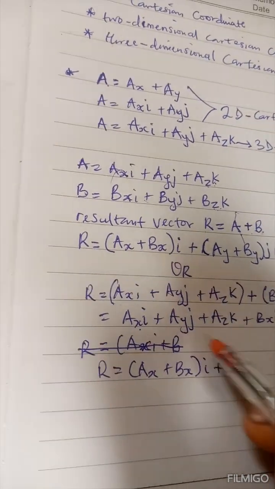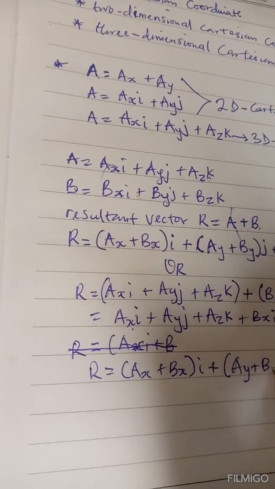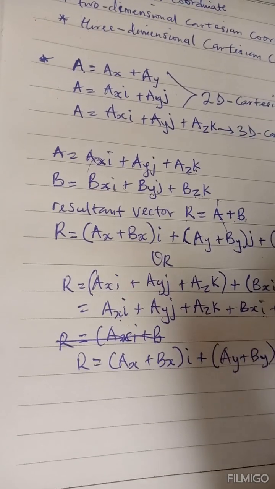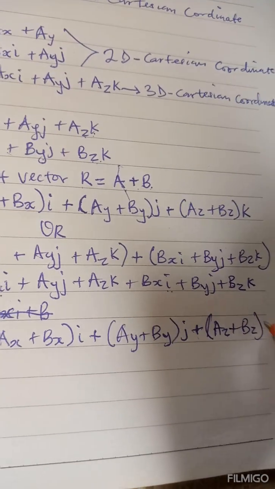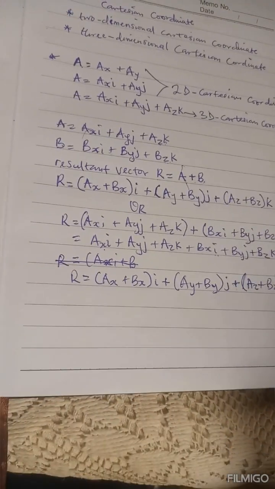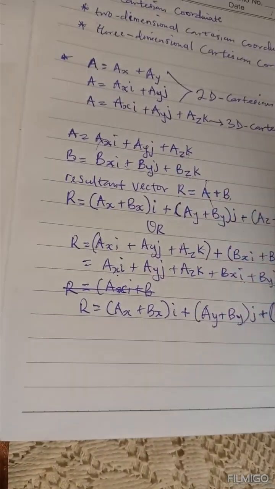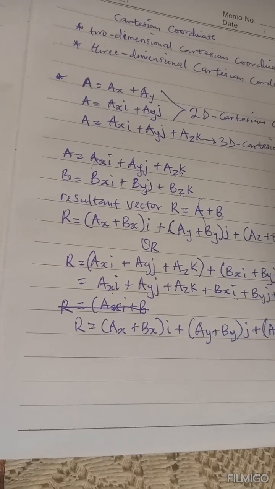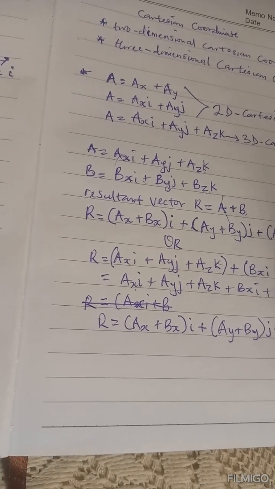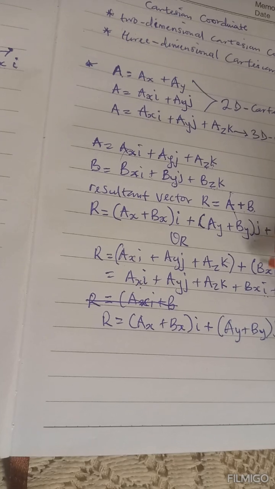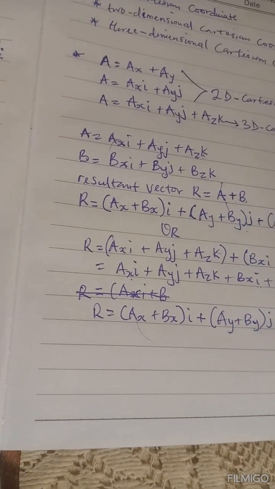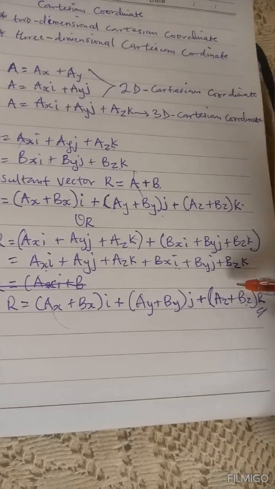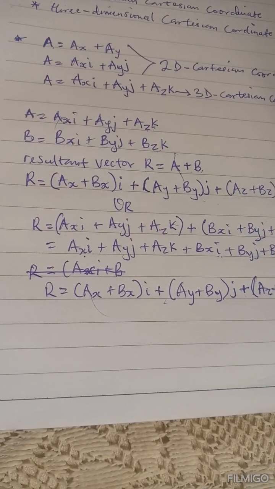Plus the y-axis, the y components, right? Ay plus By j plus Az plus Bz k. So this is it. But the first one I did is kind of faster, right? So I decided to break it down in case you really don't understand how we got this, or you didn't get the method I used. But we are still at the same final destination. All right.